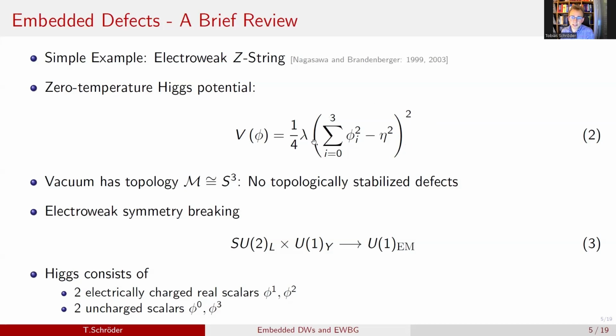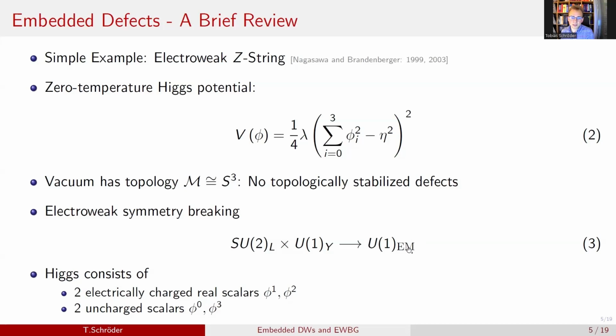As one can easily see, the minimum of this potential is a 3-sphere, and therefore we can say that the vacuum manifold has a topology of a 3-sphere. This means that this theory does not allow for topologically stabilized defects. Due to this potential, starting from the symmetric phase, the Higgs will acquire a non-vanishing vacuum expectation value and break the electroweak symmetry to the U1 symmetry of electromagnetism.